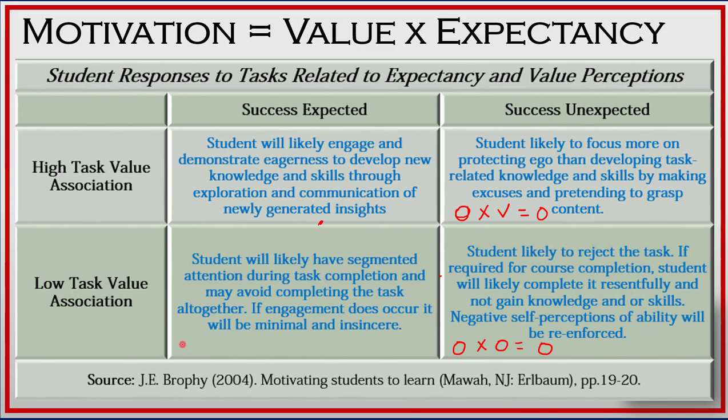Moving over here, now we do expect to be successful, right? So we have expectancy here, but we don't value the task, right? So our result is still nothing. So the only part on this chart where we have a desired outcome is when we expect to succeed and we value the task, right? So in this case, we have expectancy multiplied by value is equal to our motivation.